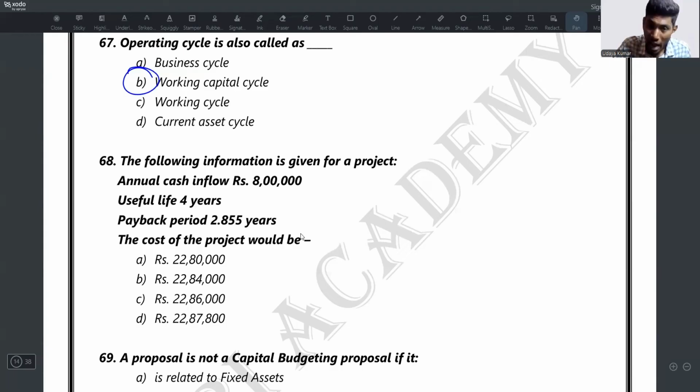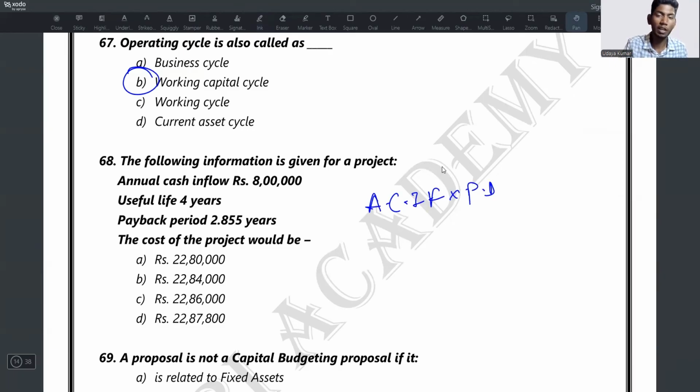How is it possible? Annual cash inflows into payback period. Simple. Here the annual cash flow is already given as 8 lakhs and the payback period is 2.855. If you multiply both the values, you will get the value. Just multiply.